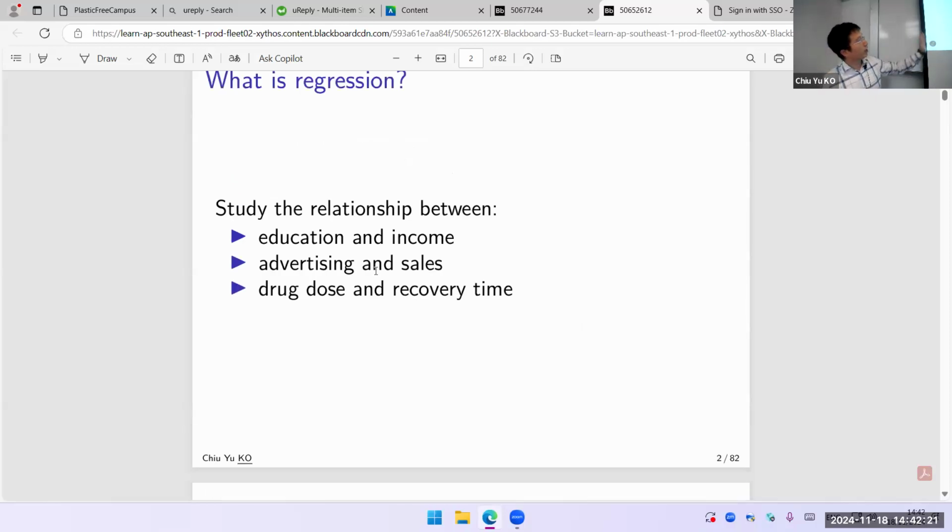And regression helps understand how things are related, say drug dose and recovery time, advertising and sales, right? Because ANOVA only allows groupings. ANOVA can only tell you they're different, but cannot quantify how they're related. So regression is a tool to quantify how things are related, okay?